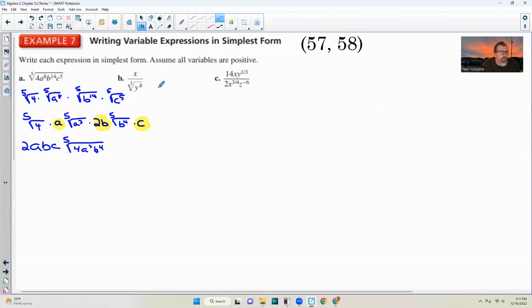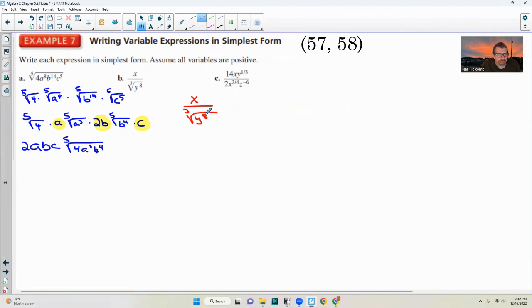X over the cubed root of y to the 8th. Let's switch to red this time, and I'm going to rewrite it first. X over the cubed root of y to the 8th. First thing I want to do is simplify the denominator. And I want a perfect cube.